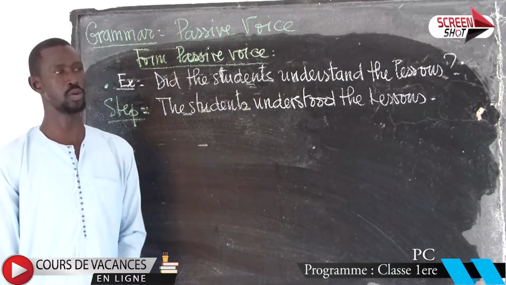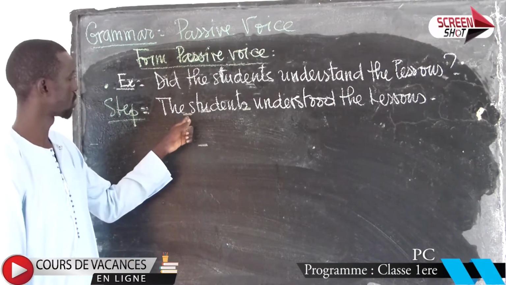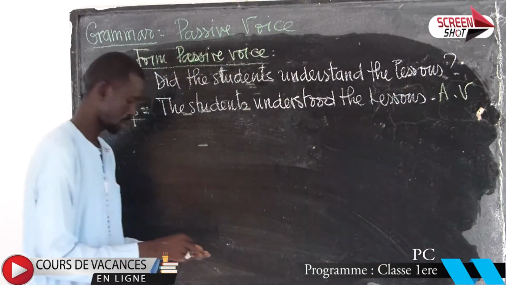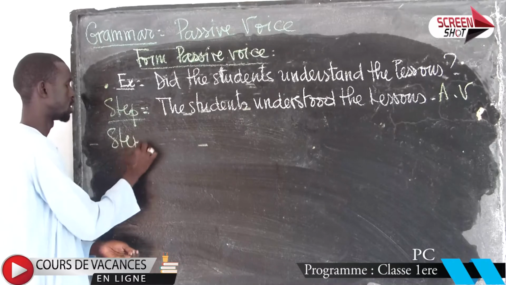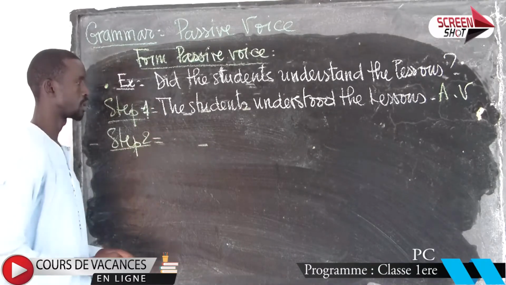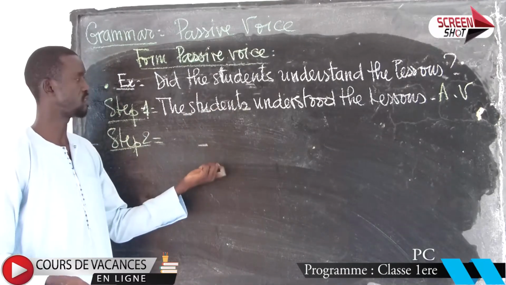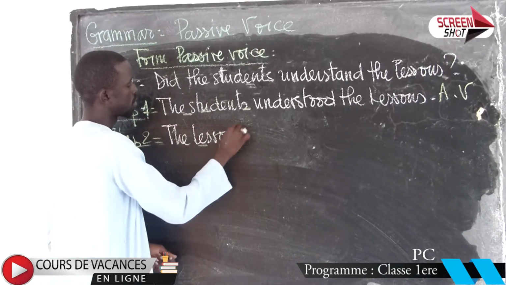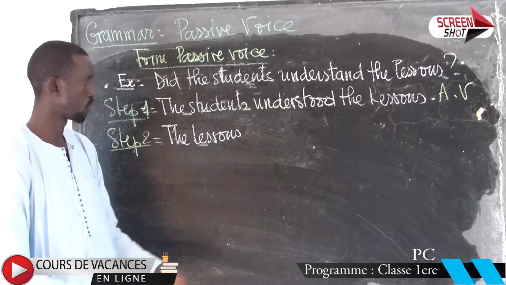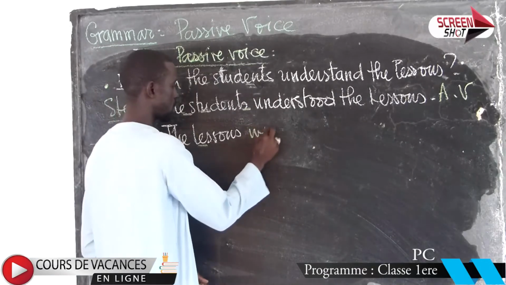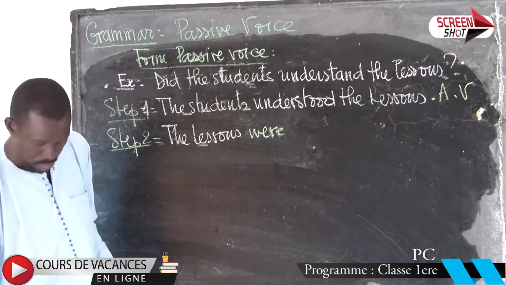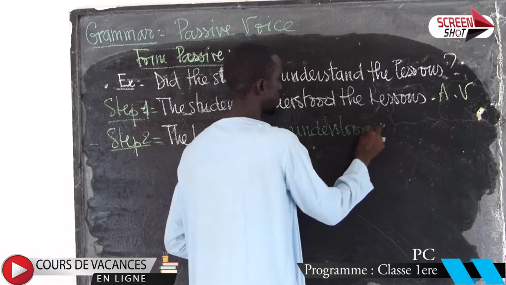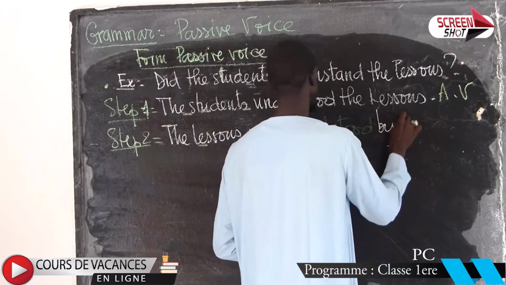We have at first to turn it into the affirmative form. So there we have our sentence, which is in active voice. And then the next step: here we have the first step, here we have the second step. We turn the sentence into the passive voice. It will be easy. We use: the lessons, to be in the same tense as the verb in the active voice, understood, simple past. So we have were, and the past participle, understood, by the students.